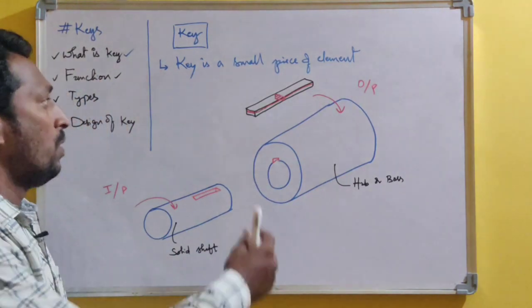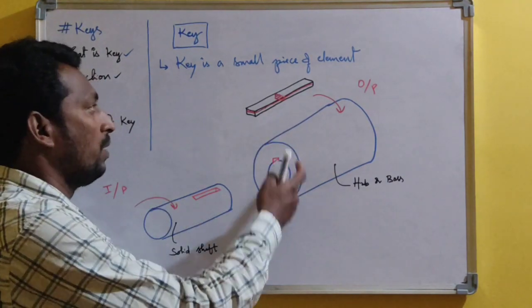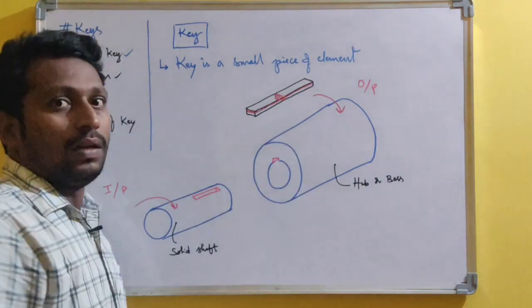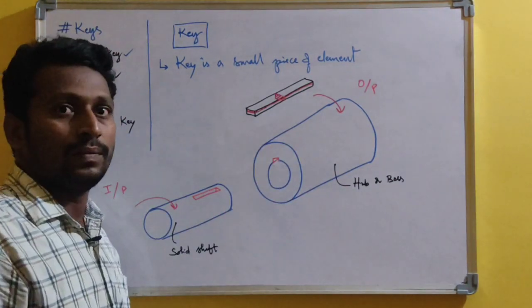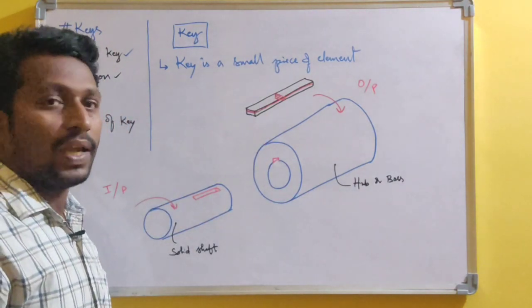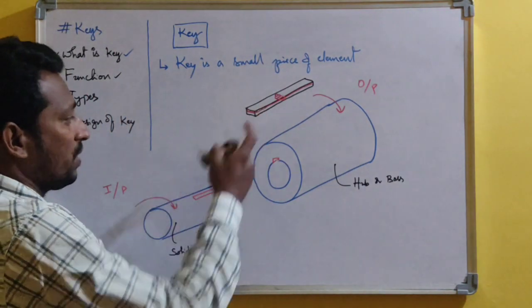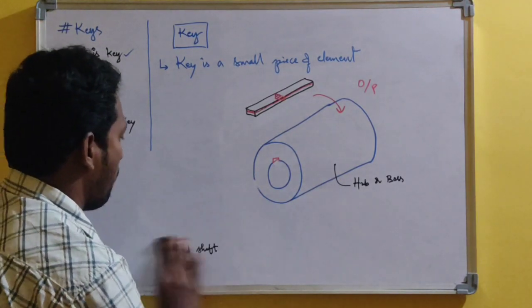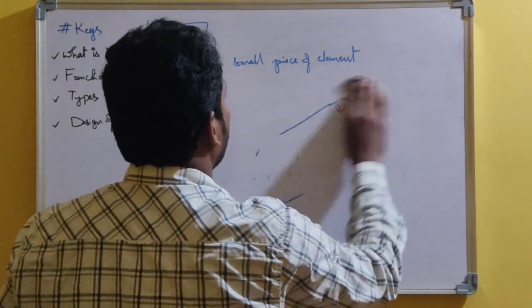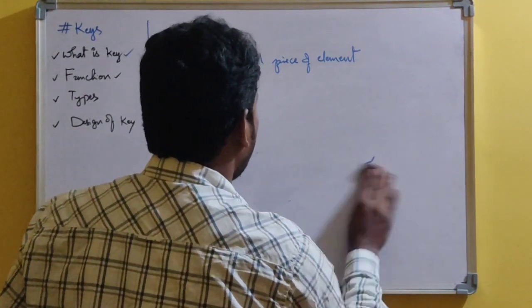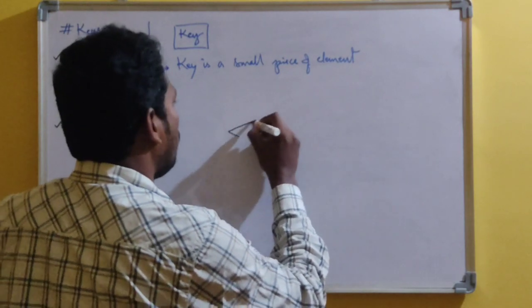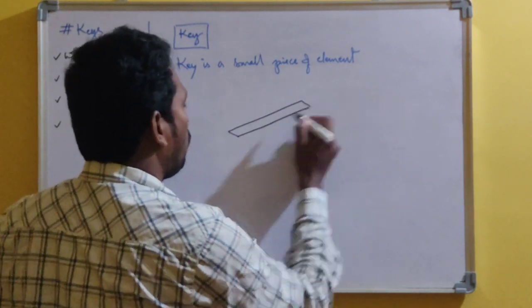Okay, so this is the way we can assemble these two parts with the help of the key. I hope you understood this assembly of these two shafts with the help of the key. This is the main function of the key, right? Coming to another very important thing, as I have already told you, this is a key.